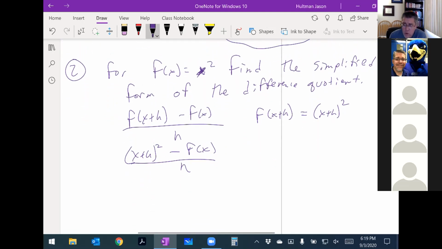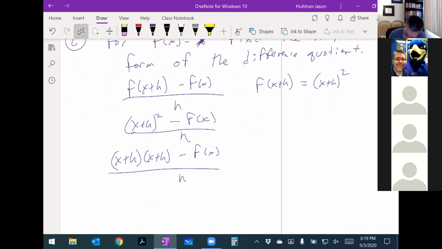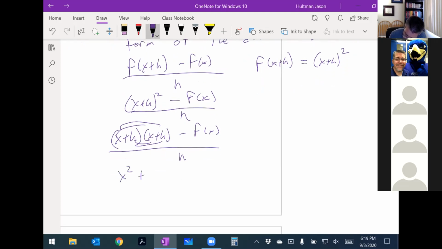So now I need to know, well, what's (x plus h) squared? What's x plus h times x plus h? That's going to be minus f of x all over h. So let's FOIL this out. This becomes x squared plus xh plus hx plus h squared minus f of x. But what was f of x? Isn't that just x squared? Isn't that just my parabola? Yeah, sure, that's x squared all over h.